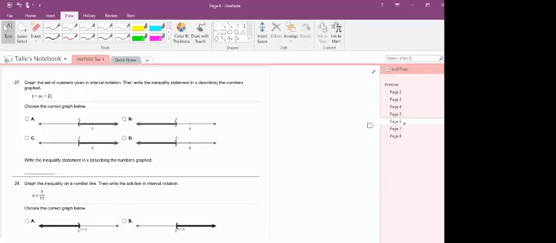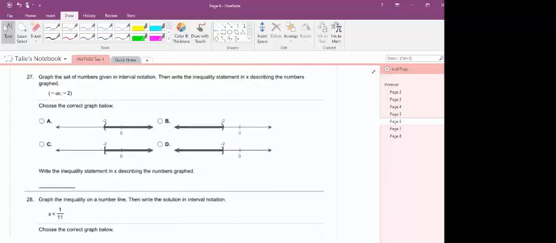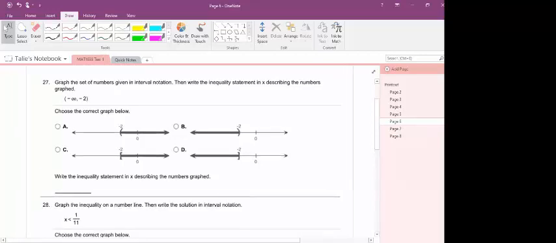So first, we're just going to go over graphing linear inequalities, and then we'll solve some linear inequalities as well.